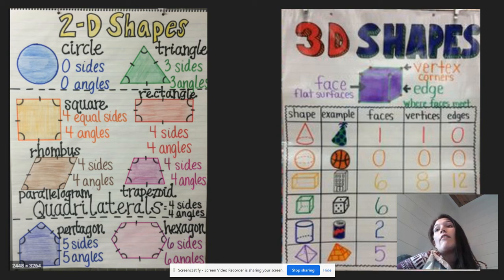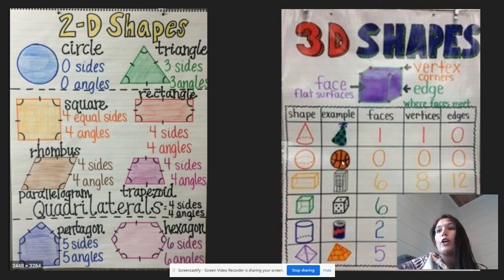Then we have 3D shapes. We have a cone here. Think about like a birthday hat. Face is the flat surfaces. Edge is where the faces meet, and the vertex is the corners. So a cone has 1 face, 1 flat down at the bottom, 1 vertice where the flat meets that top part, and then 0 edges.